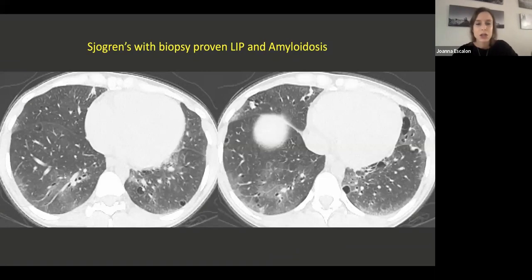Now, interestingly, here's a case I had from Colorado where they had their lungs biopsied and actually had both LIP and amyloidosis. So the ground glass opacities you see were probably due to the LIP, the nodules were probably due to amyloidosis, and the cysts could be due to either amyloidosis or LIP, obstructing those small airways.